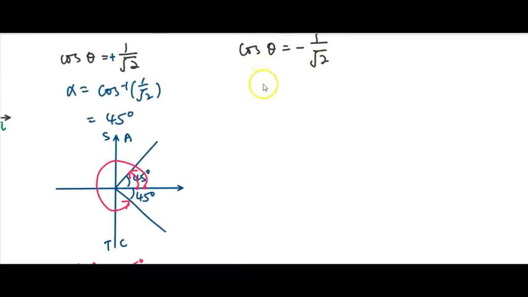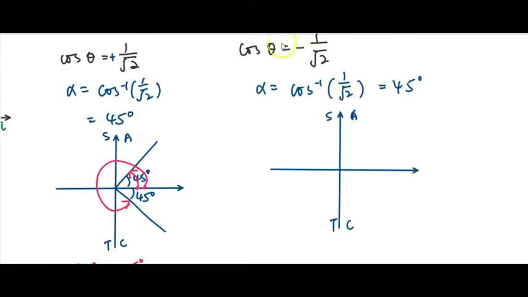For this third equation, again we got the basic angle is arc cos of 1 over root 2, which equals 45 degrees. So locate your angle down. Since cos takes the sign of negative, we should put our angle theta in the second quadrant and the third quadrant, where this is the 45 degrees.